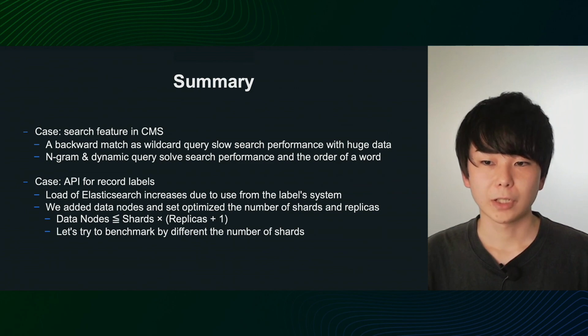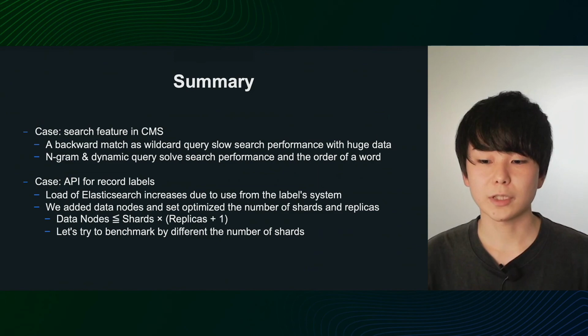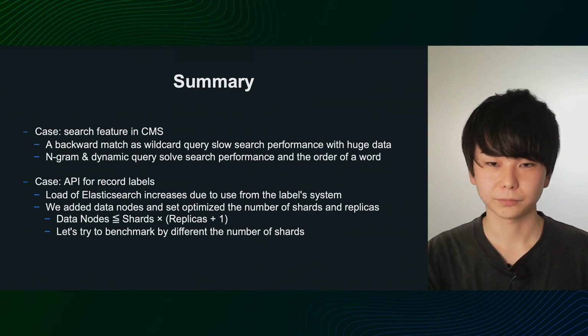In opening the API for a music label, Elasticsearch could not withstand the increased load from the system usage, so we added more data nodes. In order to operate efficiently with limited data nodes, it's important to set the optimal number of shards and replicas. The number of replicas should be set so that the number of shards times the number of replicas plus 1 is greater than or equal to the number of data nodes, not only for availability but also for performance. Also, you need to measure the performance to decide the number of shards, and it's good to have an environment where load tests can be performed to check if the load requirements are met.